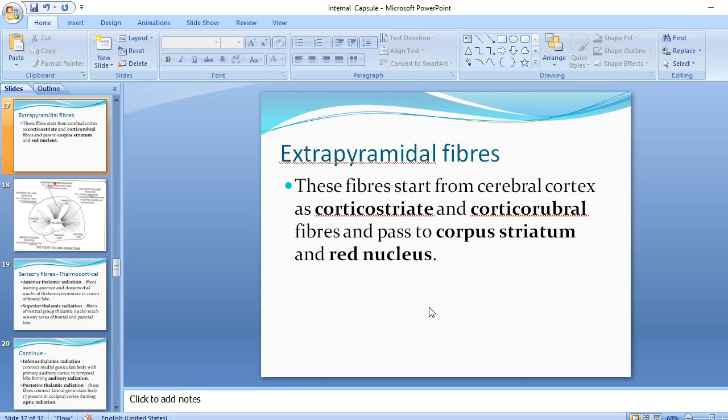Extrapyramidal fibers. These are the motor fibers which lie outside the pyramid, and these fibers start from the cerebral cortex as corticostriate fibers and corticorubral fibers. The corticostriate fibers pass to the corpus striatum of the basal ganglion, and the corticorubral fibers go to the red nucleus of the midbrain.